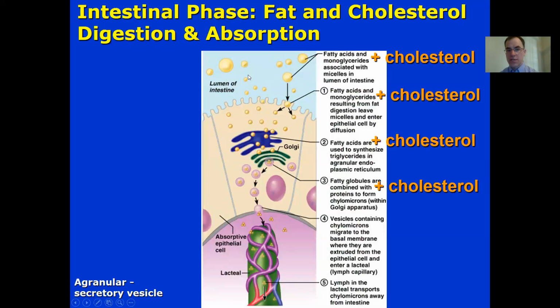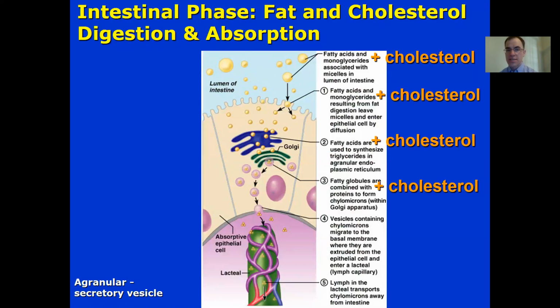Here we have the fatty acids, the monoglycerides, and the cholesterol in the lumen. They're going to be absorbed into the epithelial cell of the wall of the small intestine via diffusion, so they're basically able to enter freely. Then they make their way into the endoplasmic reticulum, and inside the endoplasmic reticulum, the fatty acids and the monoglycerides are recombined to reform a triglyceride.